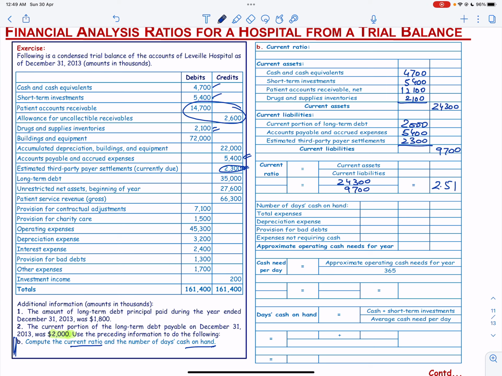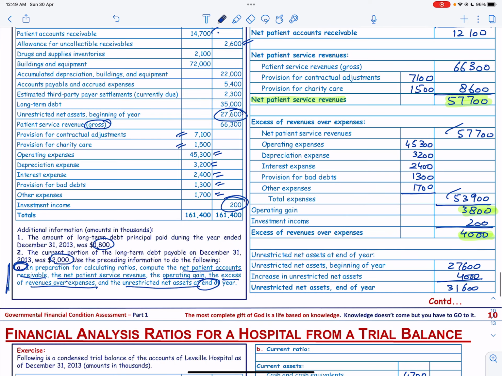Then number of days cash on hand. For number of days cash on hand, we are going to have the total expenses, and the total expenses was how much?